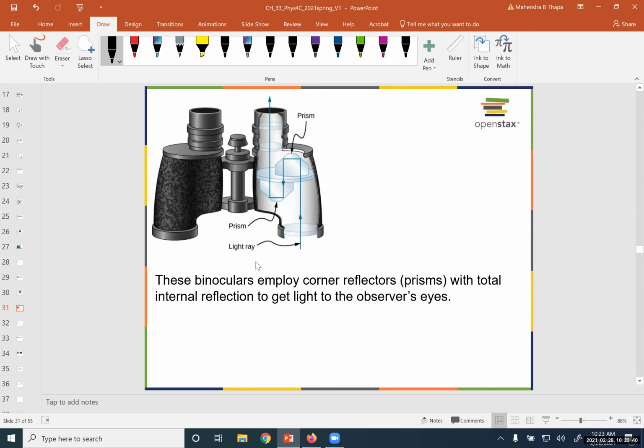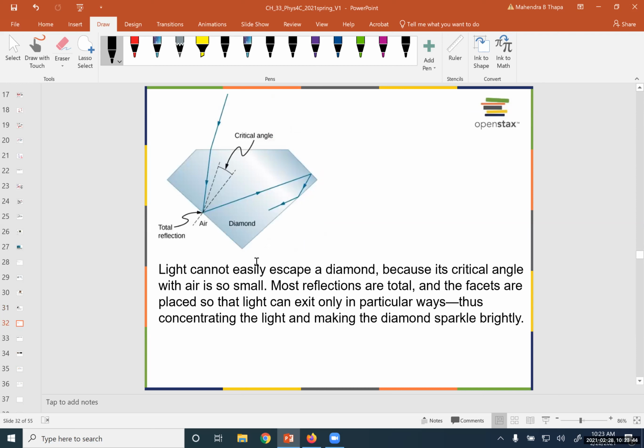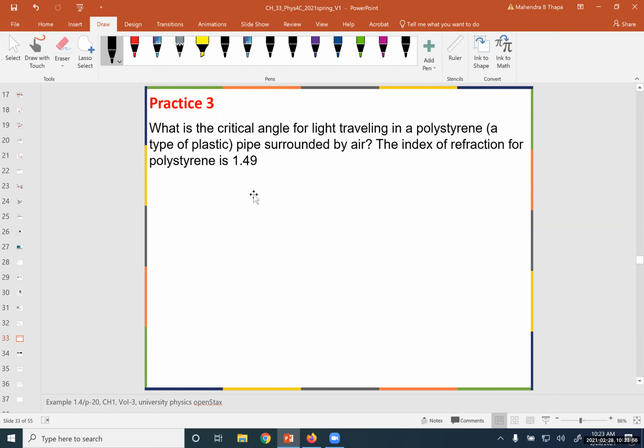Okay, and in the binocular also we use this concept, the corner. This is the example of corner reflection, and this is the case of diamond. So how the total internal reflection happens in the diamond, this is shown in this picture. So if you understand up to this point, you can solve this problem. Before we move forward, I will show you one simulation.